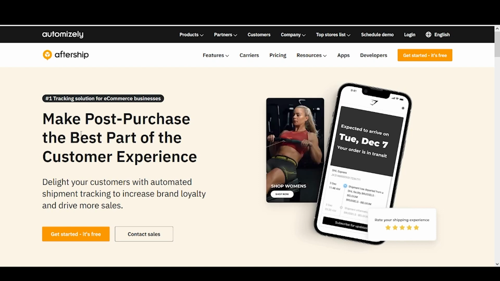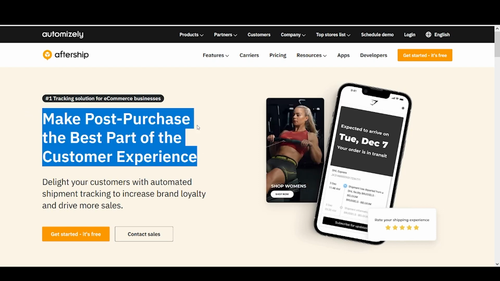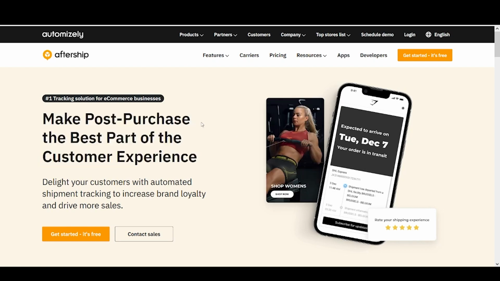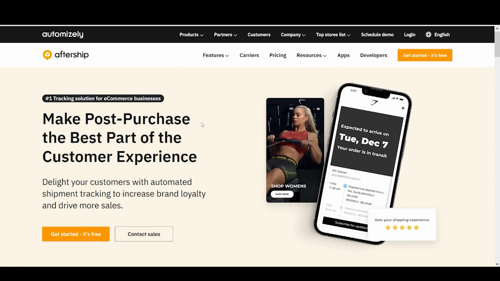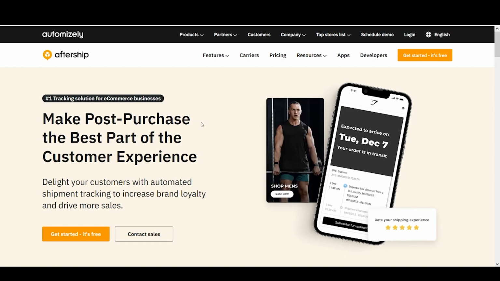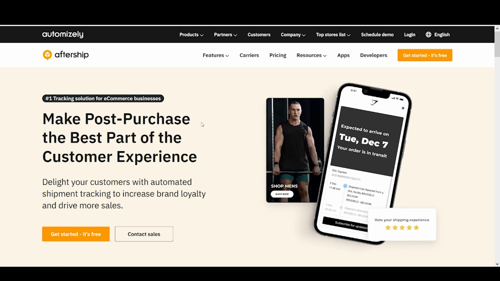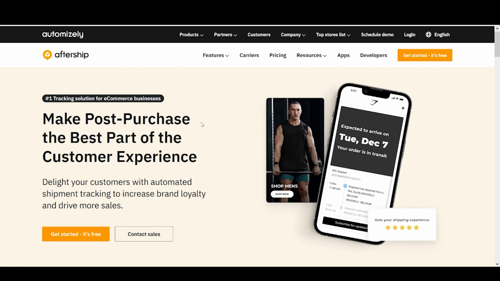Make post-purchase the best part of customer experience. I think this is a good size font. It really draws my eyes in. However, the actual words, I think, are kind of missing the point of Aftership. I don't think post-purchase being the best part of customer experience is really what online retailers want. I think if the best part of the customer experience is post-purchase, then that online retailer is doing something wrong.